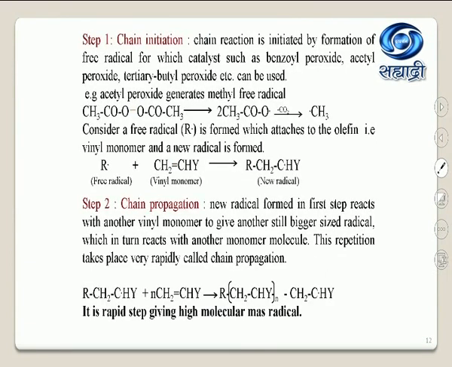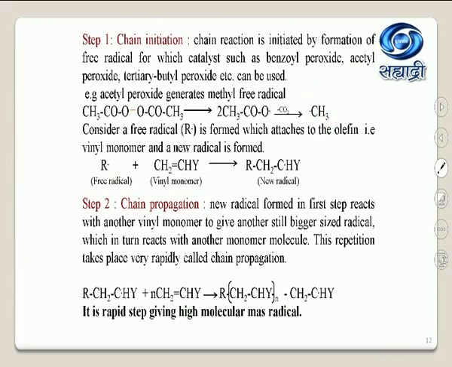So step 1 is the chain initiation reaction. The chain reaction is initiated by formation of a free radical, for which catalysts like benzoyl peroxide and acetyl peroxide generate methyl free radicals. The example is given here, the acetyl free radical. When this bond is broken here, it gives this free radical, and then on loss of carbon dioxide, it gives the methyl free radical.